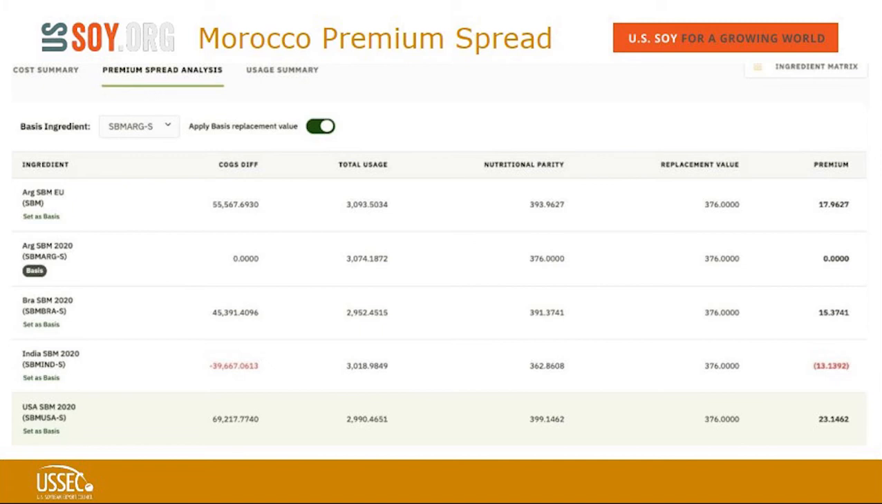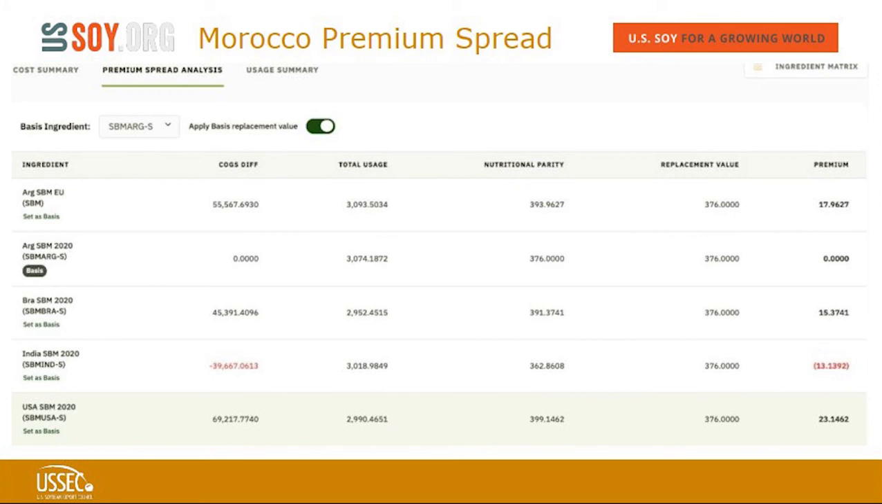But let's see if we can understand how we can then evaluate the price we can pay for a particular soybean meal. And it's quite a simple calculation. Let's look at the US line at the bottom. We have got a total cost of goods advantage of $69,200 per month additional yield in the saving of the cost of goods. There's a usage there of soybean meal of 2,990 tons. And that means I've got a premium of $23 per ton here in Morocco. And that is simply the profit yielded divided by the total usage of soybean meal gives me that premium of $23 per ton.